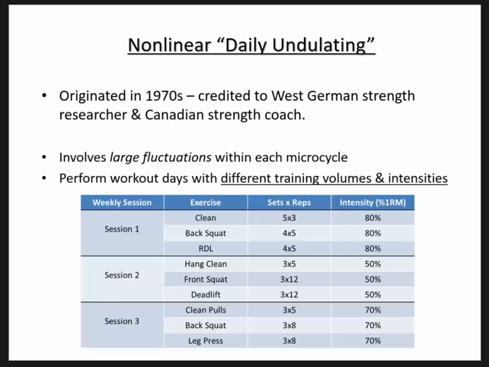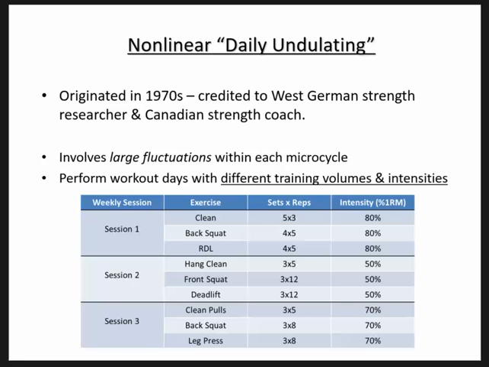So what is this? It involves large fluctuations in each microcycle. If you remember, a microcycle is just 1 week of training. So you're performing workouts with different volumes and intensities. Every single time you train, it's going to look a little different. We see an example down here. Session 1: we're doing cleans, back squat, and RDL. If you look at the volume and the intensity, I would normally ask you, what do you think the focus of session 1 is? It's going to be a strength power focus.